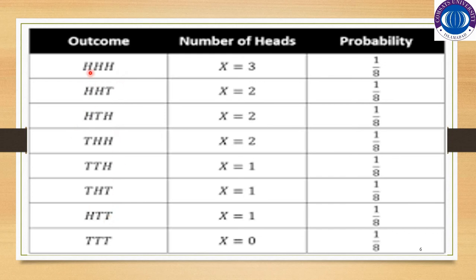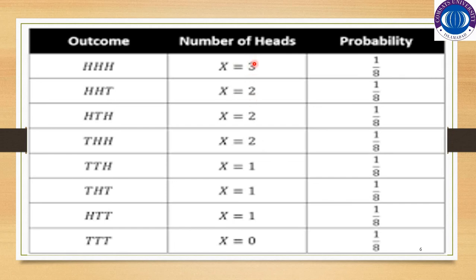Now, when all three heads occur, how many heads do we have? X is equal to 3. What is the value of the variable? 3. When the first two are heads and the third one is tail, the total number of heads is 2. So we write it as X is equal to 2. When the outcome is head, tail, head, then the number of heads is again 2. Next one, tail, head, head. How many heads do we have? Again, X is equal to 2.